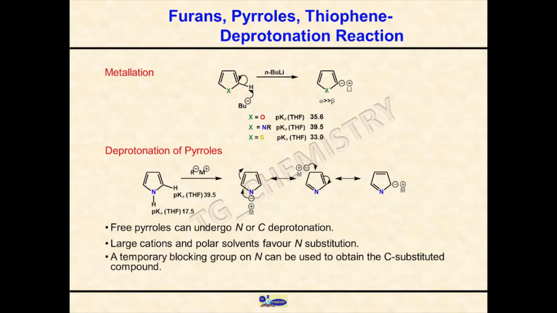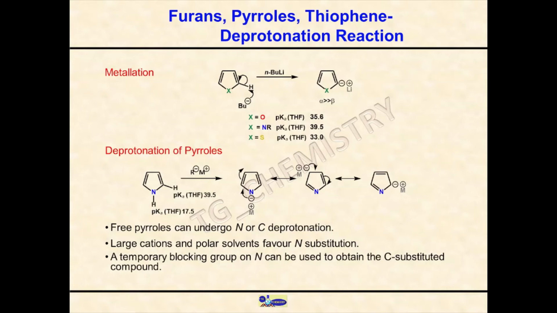Now comes the deprotonation reactions of furans, pyrroles and thiophenes. The first one involves the metallation reaction. In the presence of a strong base like n-butyl lithium, the hydrogen atom at the 2 position of these heterocycles, furan, thiophene and pyrrole, gets abstracted by the butyl anion, and thereby we get a lithiated salt at the 2 position. In that case, the reactivity of the alpha proton will be much higher compared to the beta one.